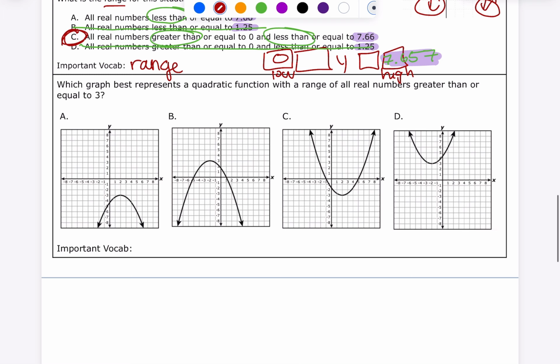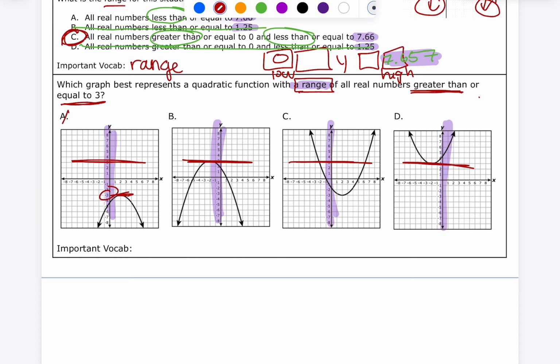So for the next one, which graph represents a quadratic function with a range of all real numbers greater than or equal to 3? I know we're talking about range, which is y, y, y, y. And I know I'm talking about 3. A is not good because its max height is -3.